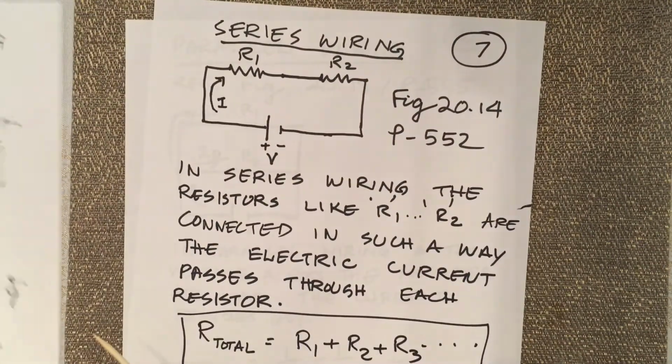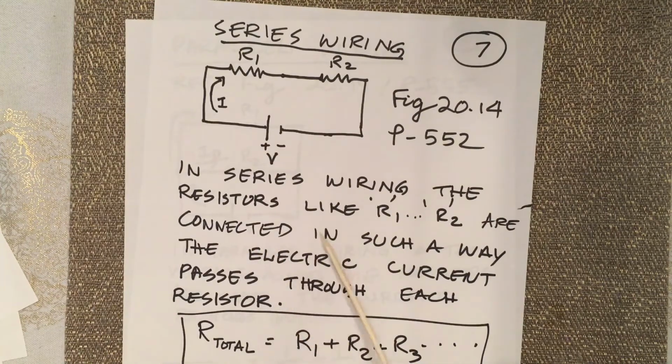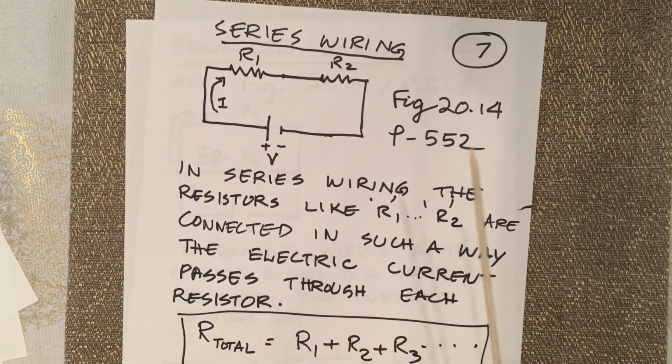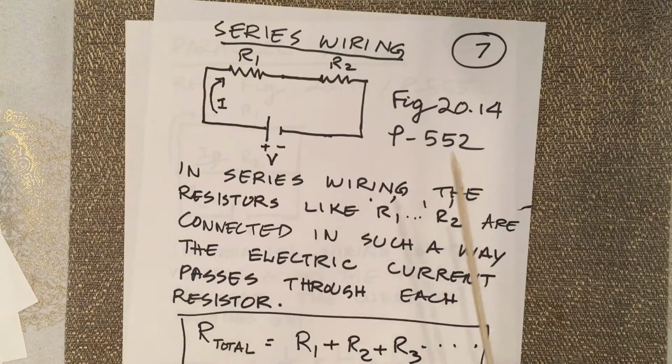We use in daily use two different types of wiring. One is known as series wiring, the other one is parallel wiring. We have different resistors here, as you see, like R1 and R2, and a source of supply, which is a battery here. Look for the figure you have, 20.14, page 552. Here the flow of current in resistor 1 and resistor 2 is the same.